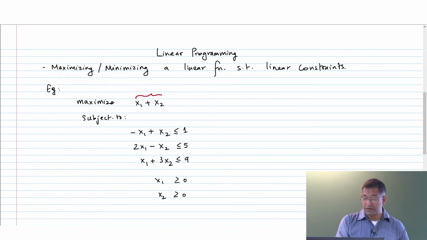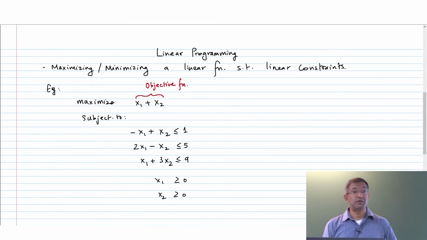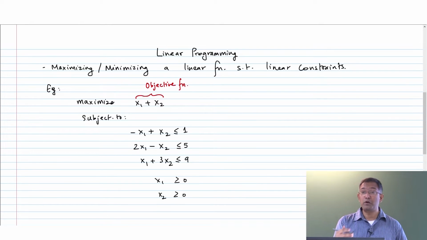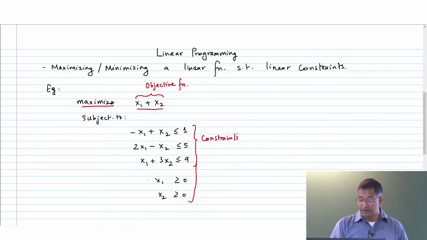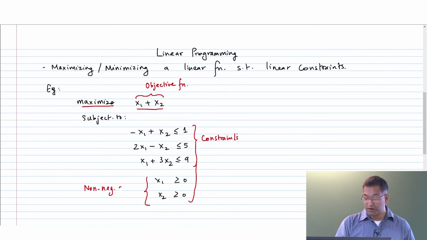So, this function here is called the objective function. We want to find x1 and x2 such that the value of this function is as large as possible, because we want to maximize. Okay. But the values x1 and x2 must satisfy the following inequalities, and these are called the constraints. These are also constraints, but these are a special type of constraints. These are called non-negativity constraints.